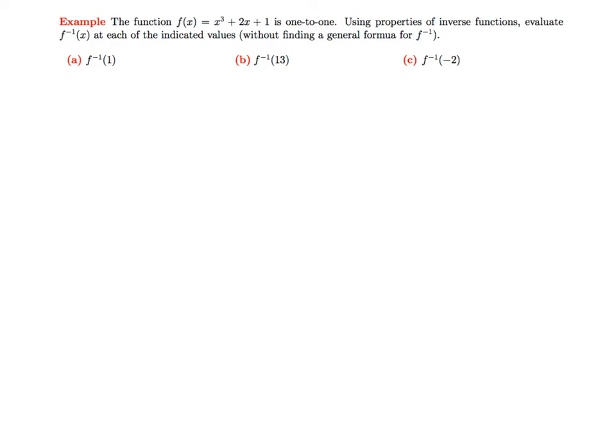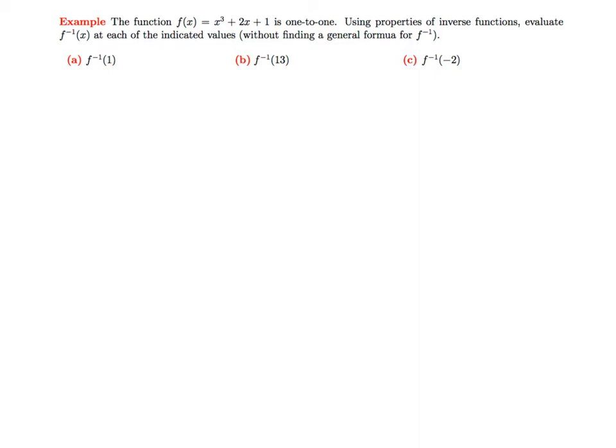In this example, we have the function f of x, which is x cubed plus 2x plus 1, and we're asked to evaluate its inverse at 3 different values in parts a, b, and c. We're told that f is a one-to-one function, and so that's good. So we know that we can think about its inverse. Rather than find a general formula for the inverse that undoes f, which is quite hard to do in this scenario, we only need to evaluate this inverse at 3 different values.